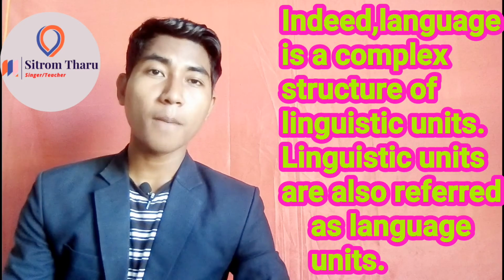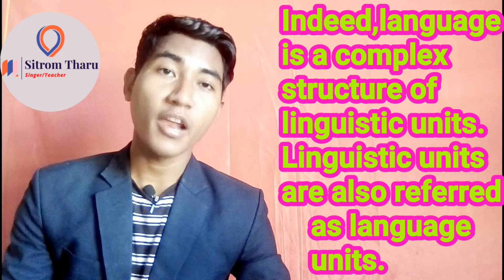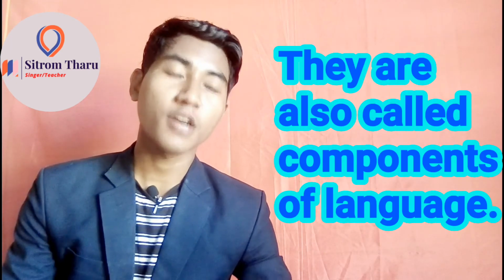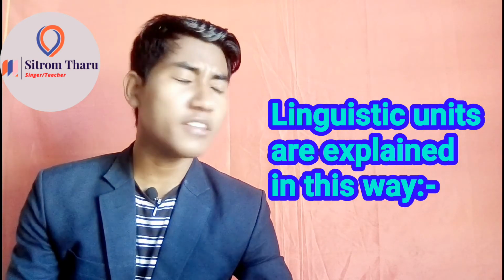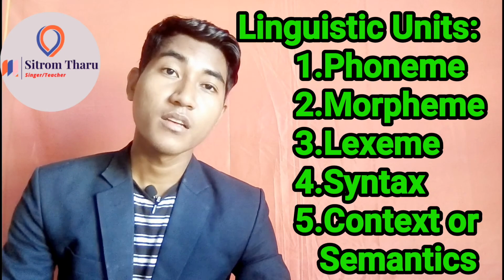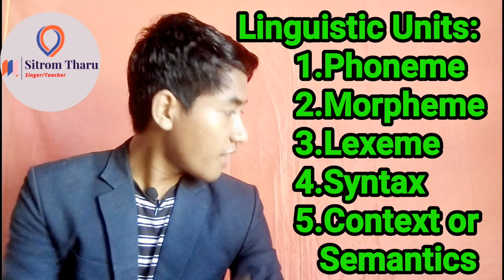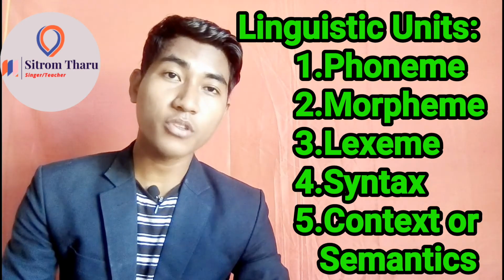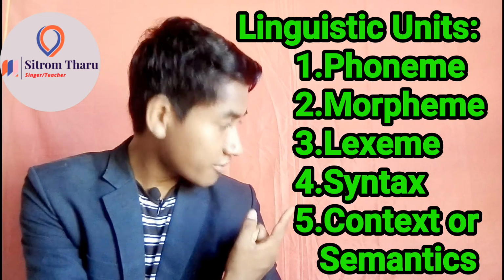Indeed, language is a complex structure of linguistic units. Linguistic units are also referred to as language units. They are also called components of language. Linguistic units are explained in this way. First one is a phoneme. Second one is a morpheme. Third one is a lexeme. Fourth one is syntax. Fifth one is context or semantics.